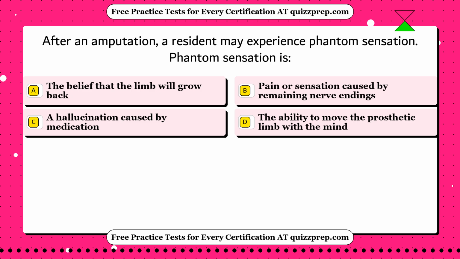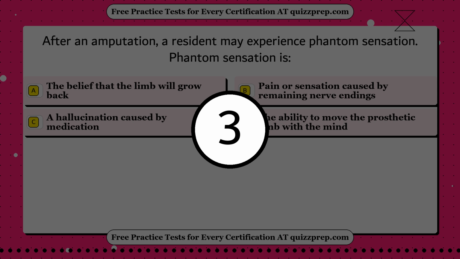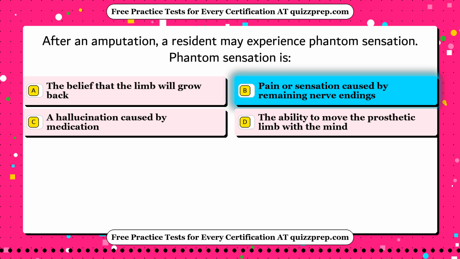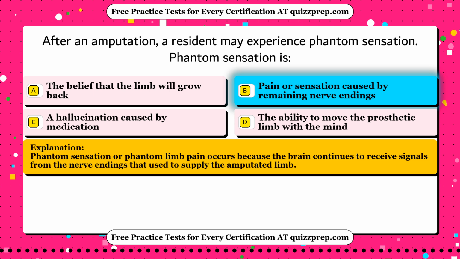Question 13. After an amputation, a resident may experience phantom sensation. Phantom sensation is option A, the belief that the limb will grow back. Option B, pain or sensation caused by remaining nerve endings. Option C, a hallucination caused by medication. Option D, the ability to move the prosthetic limb with the mind. The correct answer is option B, pain or sensation caused by remaining nerve endings. Phantom sensation or phantom limb pain occurs because the brain continues to receive signals from the nerve endings that used to supply the amputated limb.